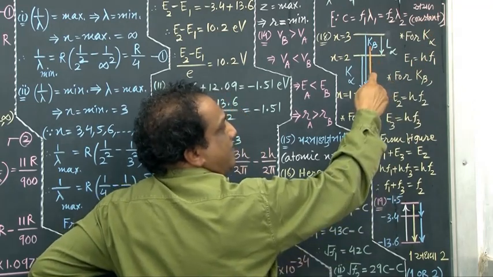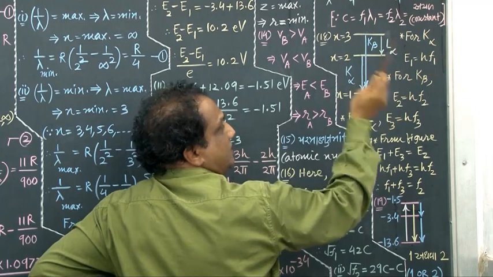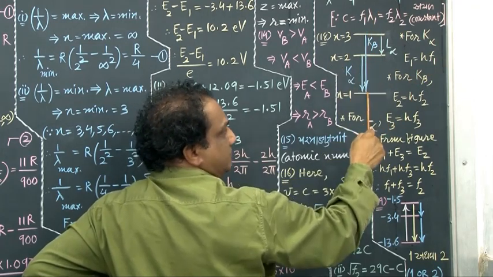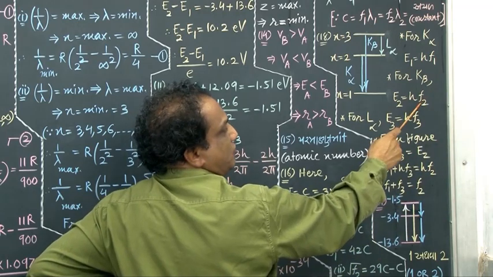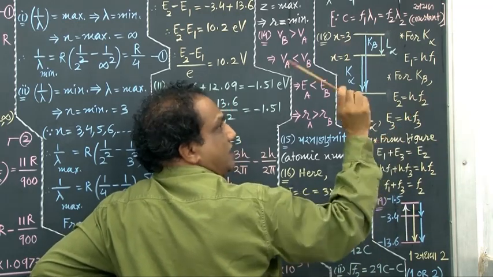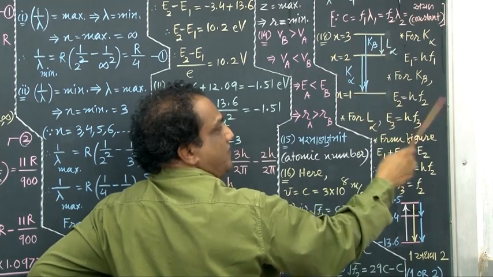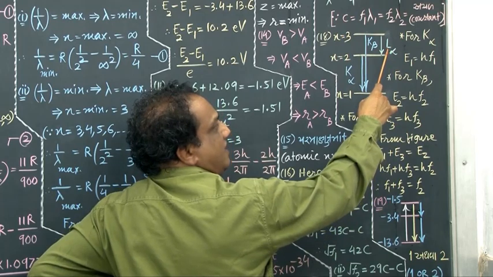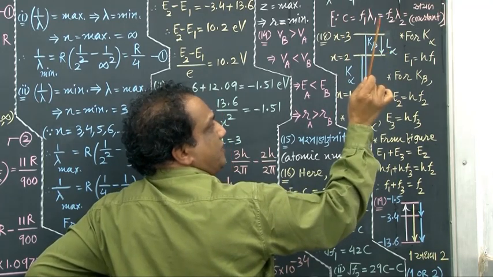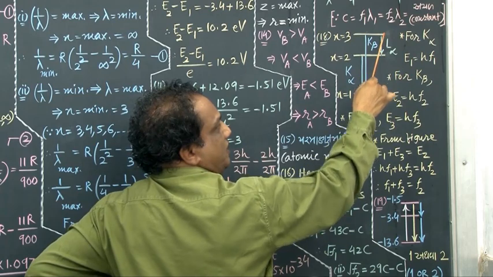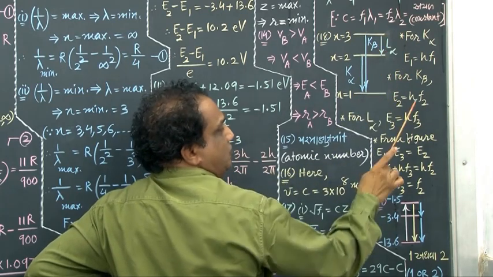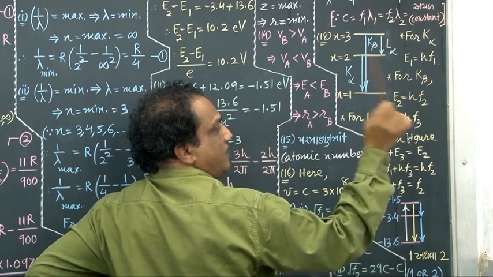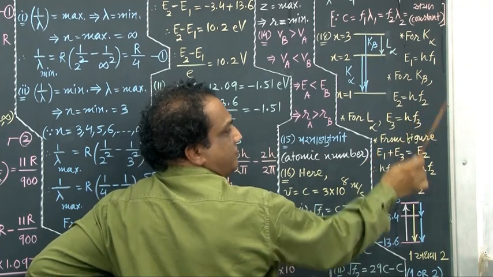For emission of K beta radiation, the responsible transition of electron is from n equal to 3 to n equal to 1. At that time, the frequency is given in the statement as F2. Then the corresponding X-ray photon energy would be E2 equals HF2. For the emission of L alpha radiation, the responsible transition is from n equal to 3 to n equal to 2, and the corresponding frequency is given as F3, and its X-ray photon will have energy E3 equals HF3.